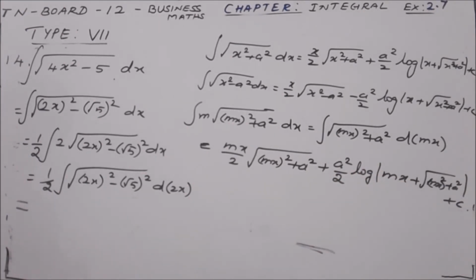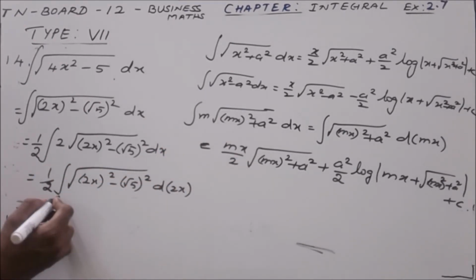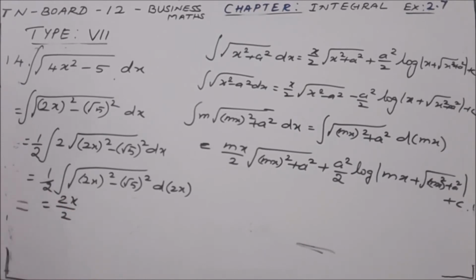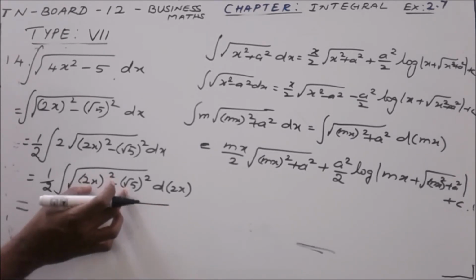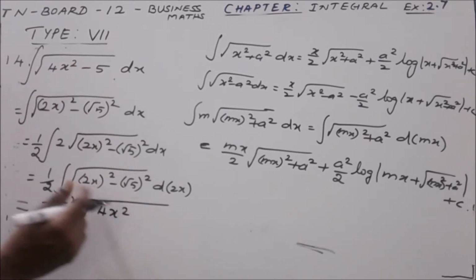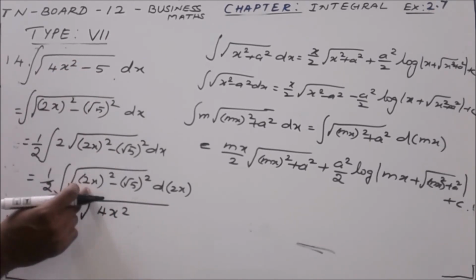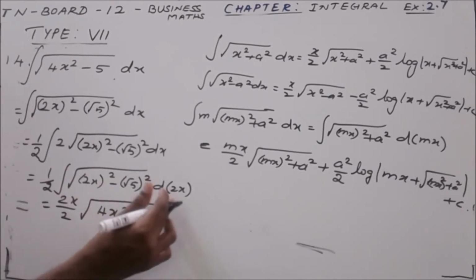So applying, this is equal to mx by 2. mx is 2x. 2x by 2. Then root of (mx) whole square plus a². Root of (mx) whole square a² means root of this, which is simplified as 4x² minus 5. So we can write it as 4x² minus 5. The same thing will appear here, minus 5.